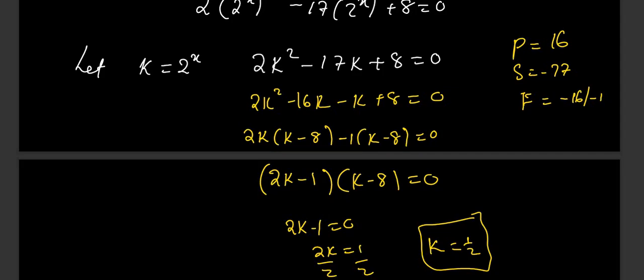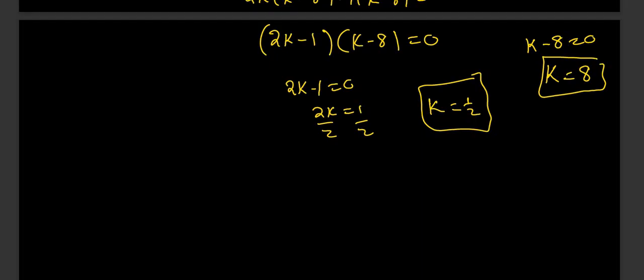Then we have this other part, which is k minus 8 is equal to 0. This will now be k is equal to 8. That's what you have. Then from here, remember we're not looking for k. The expression didn't have k. We had x. And remember that we said k is equal to 2 to the power x. So wherever there is k here, we'll bring back the 2 to the power x.